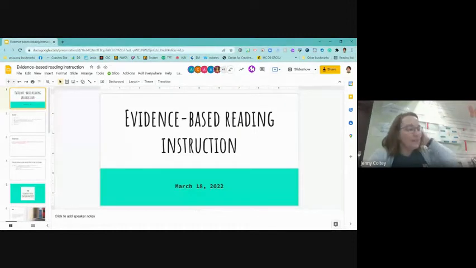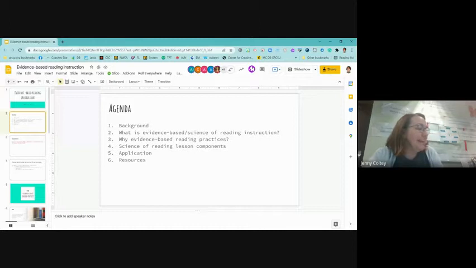So, evidence-based reading instruction. Today, what we're going to go over is a little bit of background of the science of reading. What is evidence-based instruction in the science of reading? Why evidence-based reading? Science of reading lesson components, application, and resources.